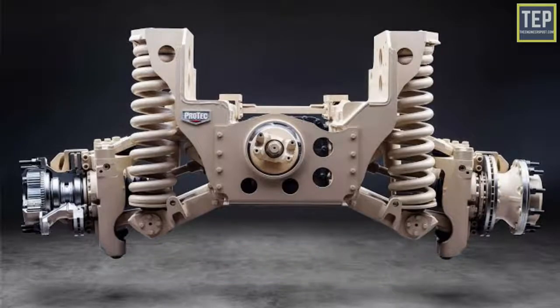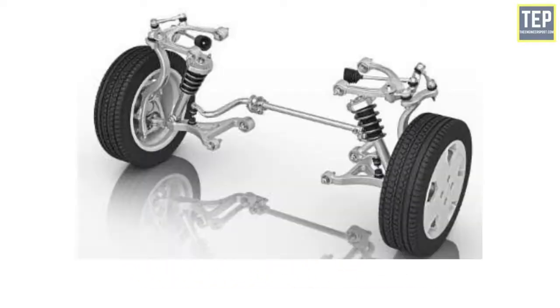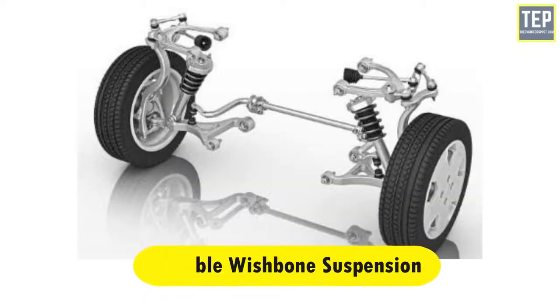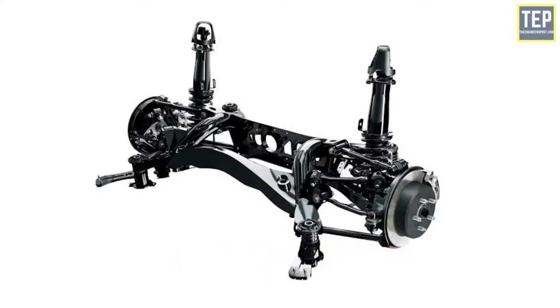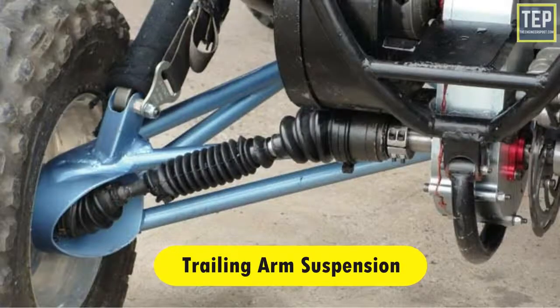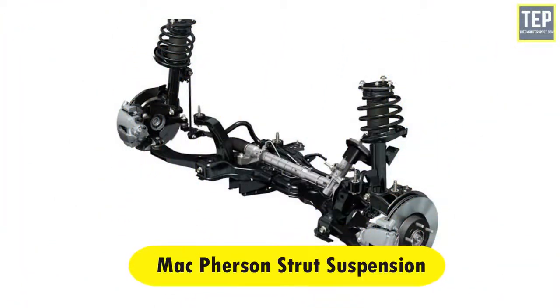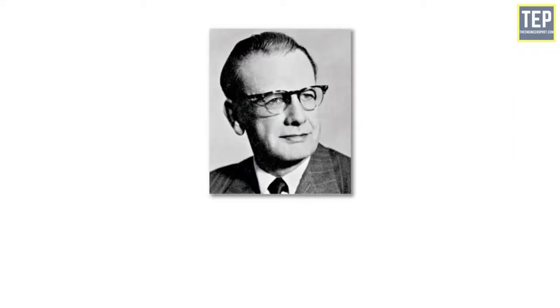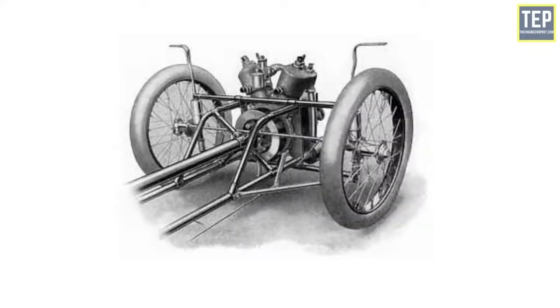They are MacPherson strut suspension, double wishbone suspension, multi-link suspension, and trailing arm suspension. MacPherson strut assembly. Earl S. MacPherson, an engineer with Ford USA, developed a single wishbone with a telescopic strut-type system in 1947.